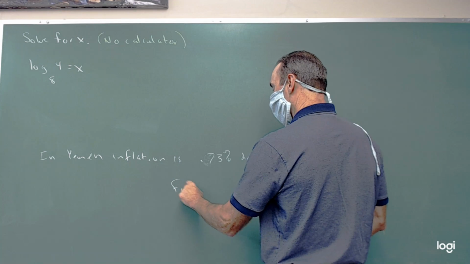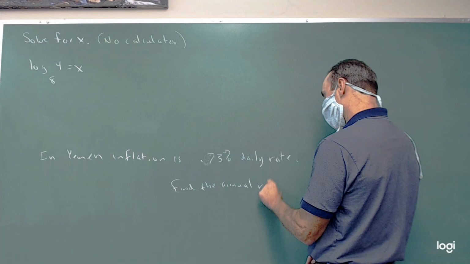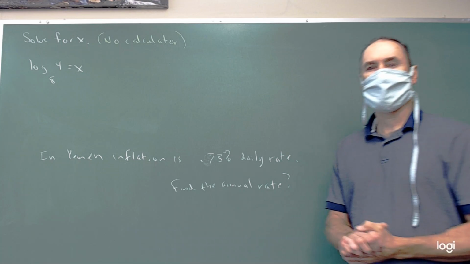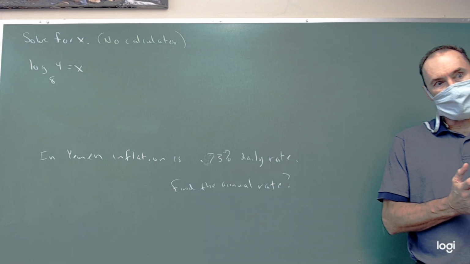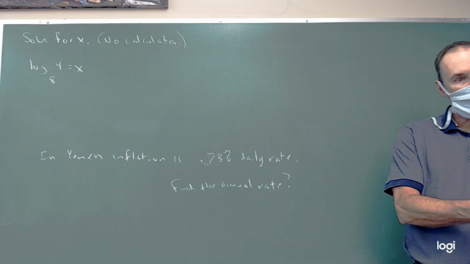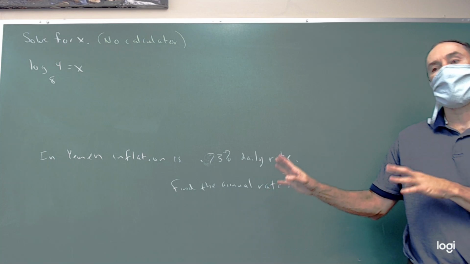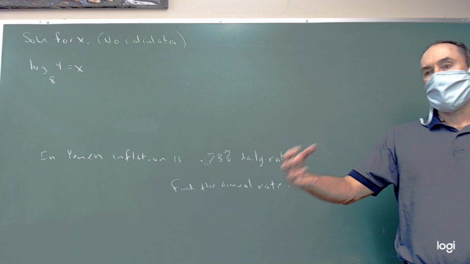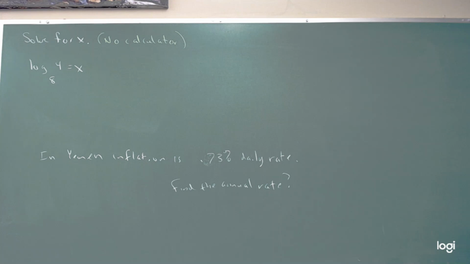Can you find the annual rate of inflation? Does that make sense? So this is similar to the one we just did. I'm not telling you that this is the annual rate and compounded daily. I'm telling you this is already a daily rate of inflation. What does that mean over the course of a full year? Okay, so you can come to the board and do that.